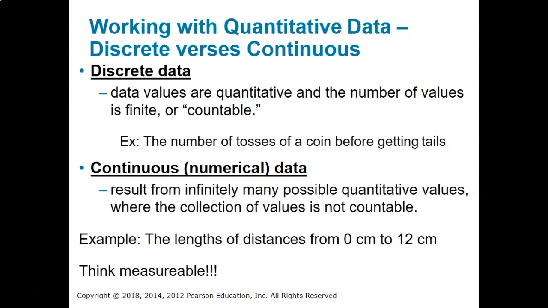Discrete data is when data values are quantitative and the number of values is finite or countable. So basically, if you can go in and count your data values, then it's going to be discrete. And the formal mathematical definition of countable: you can count on forever, but there is a one-to-one correspondence there. So anytime you're counting, versus measuring, it's going to be discrete data. For example, the number of tosses of a coin before getting heads would be representing discrete data. If we were in the classroom, the number of desks in the classroom would be discrete data. The number of cars that pass through a stop sign on a given day would be discrete data.